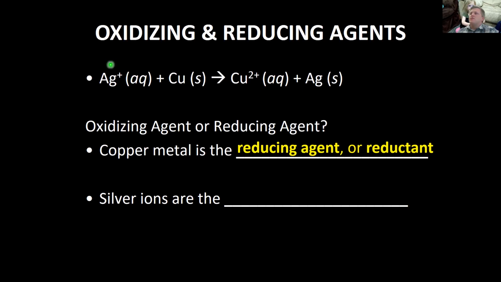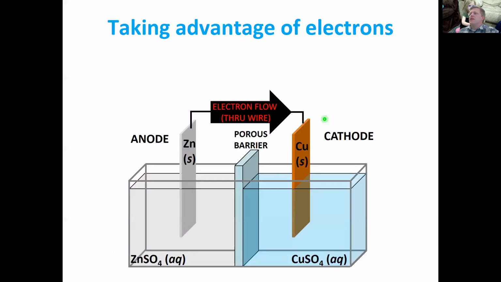Likewise, since the silver is taking electrons from the copper and causing the copper to be oxidized, the silver is what we refer to as our oxidizing agent, or our oxidant. All right, so try and remember those rules. And now let's put this into a half cell configuration like you've seen before.